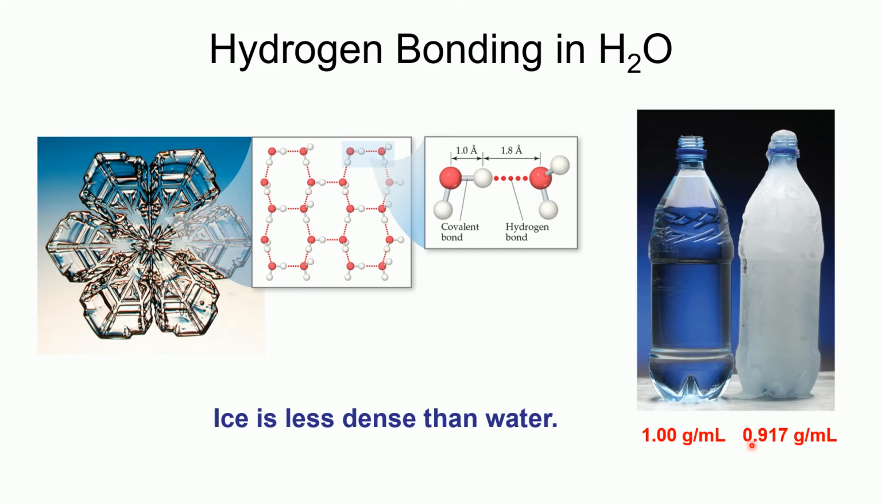If we look at the density, it's a pretty significant difference of about 8%. And that is enough to cause all kinds of interesting arrangements. You can see here, if we freeze a bottle of water, the water will expand and sometimes even cause the bottle to rupture. Okay, so that is for hydrogen bonding.